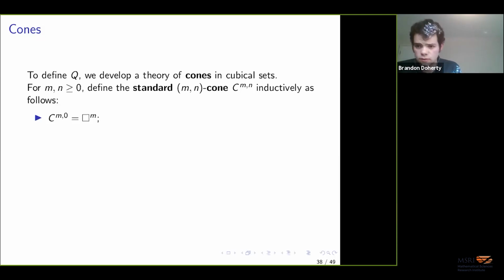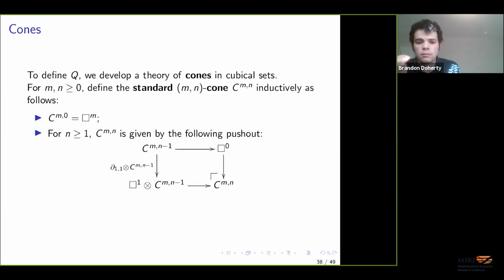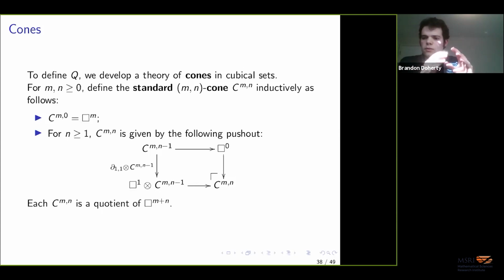So C_M,0 we define to be just the standard M cube, box M. And then once we've defined C_M,N minus 1, so this is an inductive definition, we define C_M,N using this push-out construction. We take the geometric product of box 1 tensor C_M,N minus 1, and we take the push-out of the inclusion of the 1, 1 face into that with the map from C_M,N minus 1 to the terminal object, box 0. So we think of this as basically taking a cylinder on the N minus 1 cone and then collapsing one of its faces down to a point, the same way we would define cones in many other contexts. And by analyzing the details of this push-out construction, we can obtain a description of the standard M,N cone as a quotient of the M plus N cube.